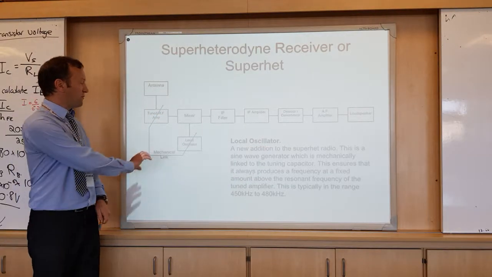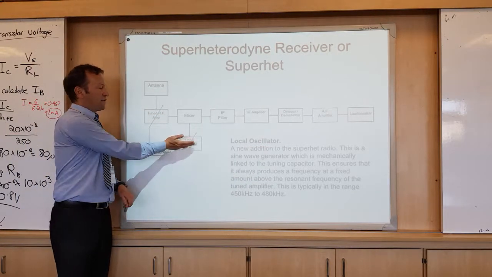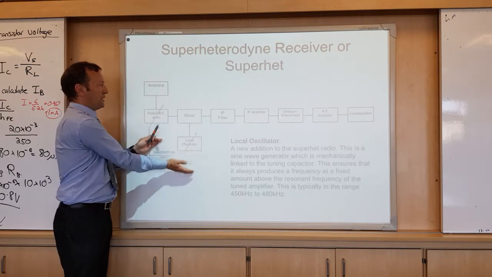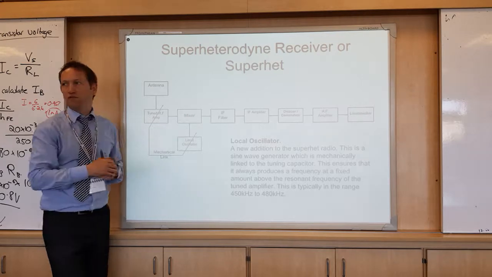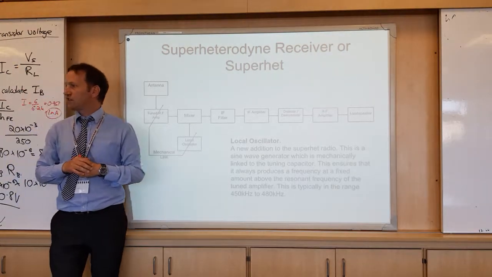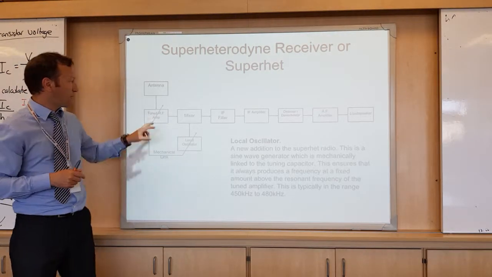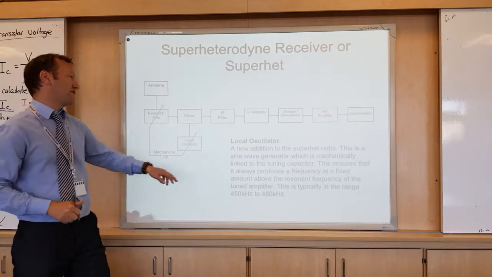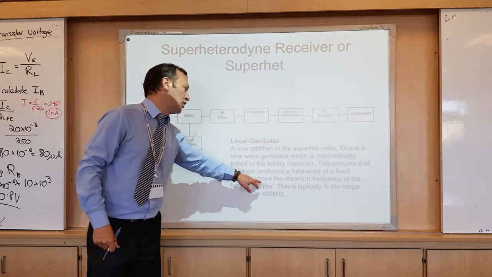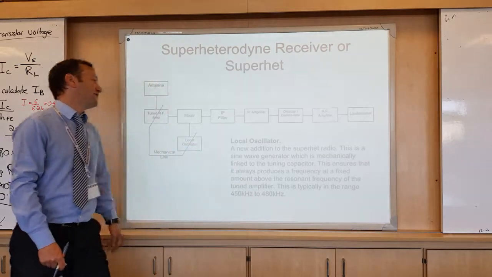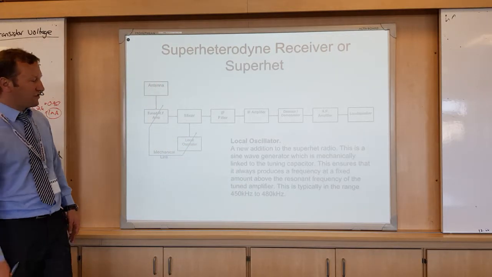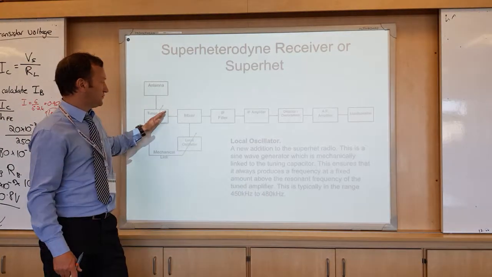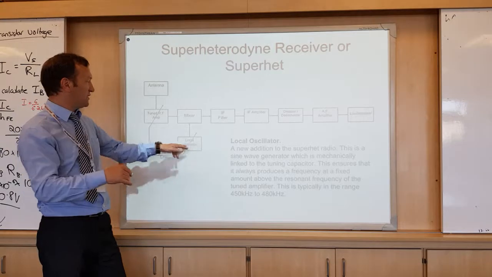That's this one here. And that means when we turn the link here, the frequency the local oscillator produces moves up and down equally with the frequency that the radio is actually tuning into. So we have a fixed difference between the two. This always produces a frequency at a fixed amount above the resonant frequency of the tuned amplifier. So it's usually about 450 to 480 kilohertz above. So there's a difference of that between the two.